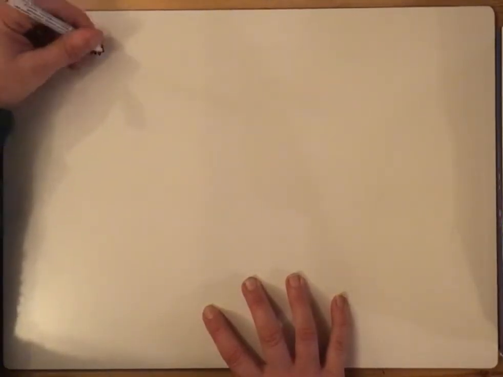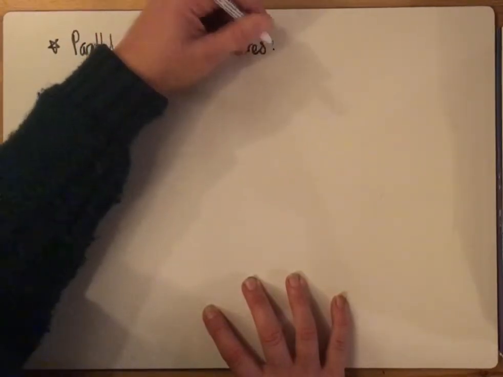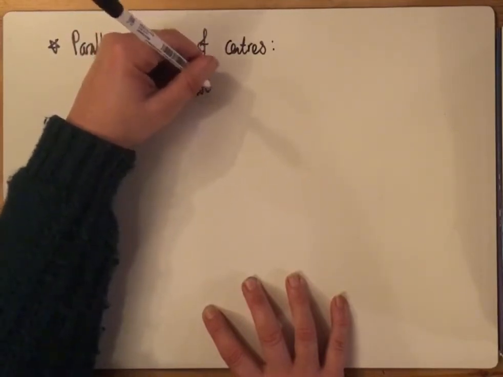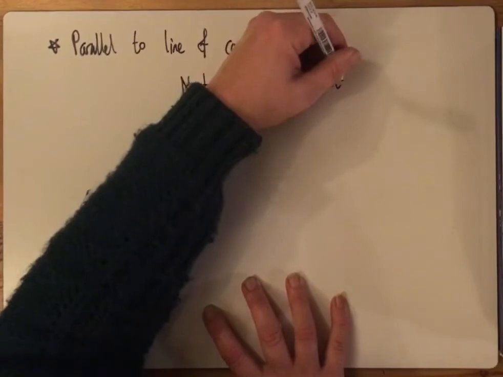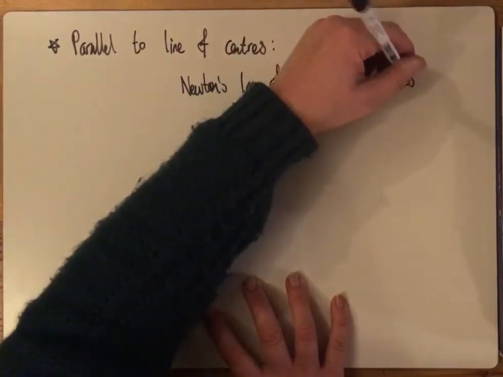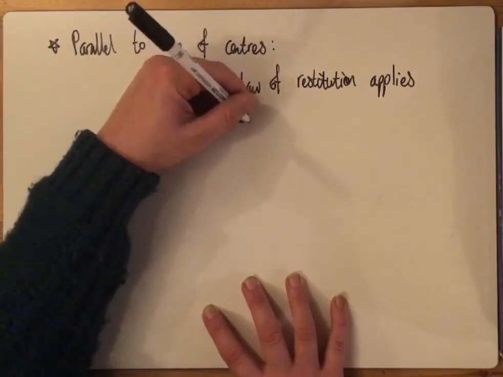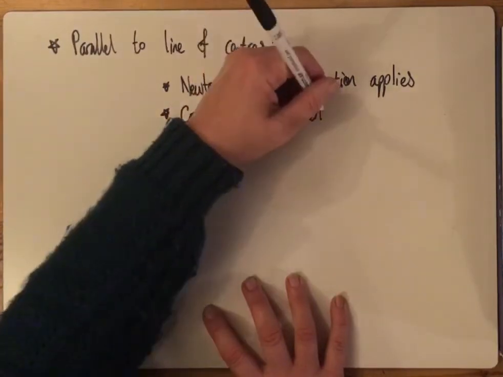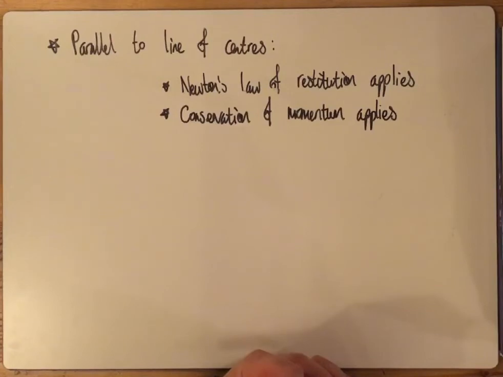So for your notes, parallel to the line of centres, we have Newton's law of restitution, and also conservation of momentum. And so they're the things that we're going to be bringing into questions. So perpendicular to the line of centres, components of velocities are unchanged. Parallel, then we're using Newton's law of restitution and conservation of momentum.